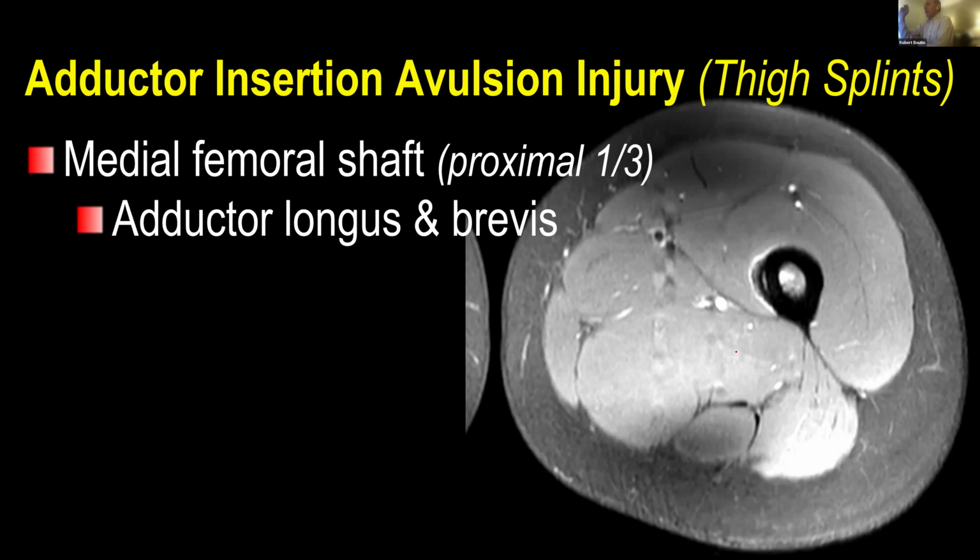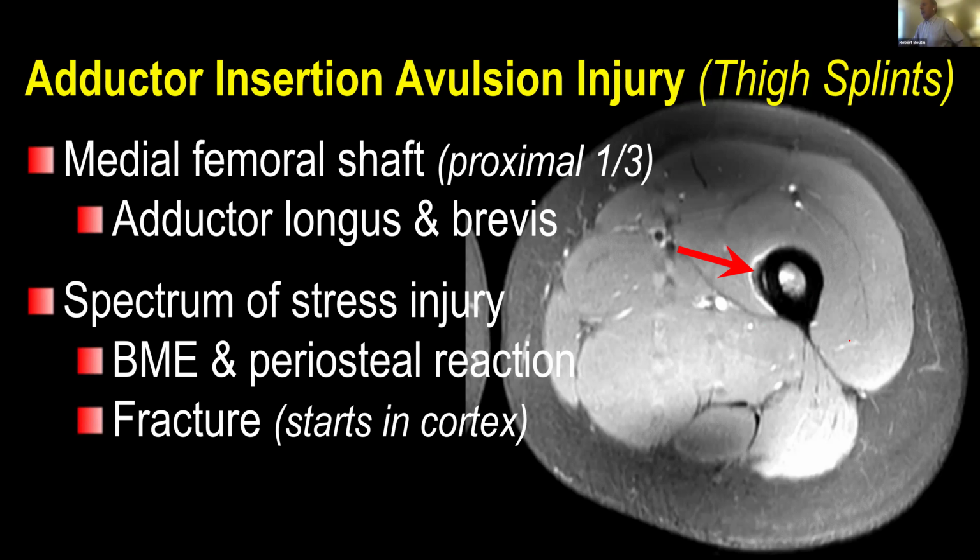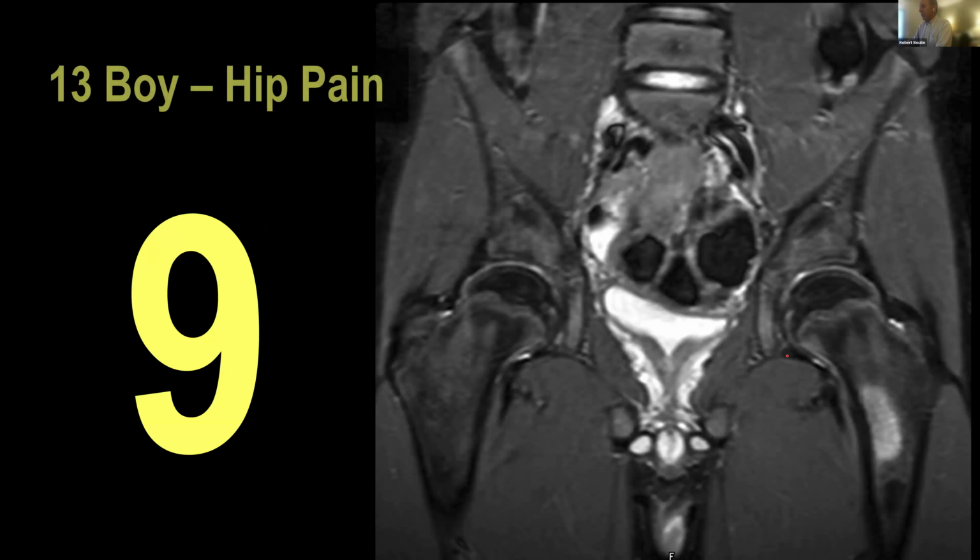People believe that this is sort of on one end of the spectrum of adductor insertion avulsion injury or thigh splints. We've all heard of shin splints, but thigh splints also are well described, affecting the medial femoral shaft cortex, proximal third, at the insertion of the adductor longus and brevis. And there's sort of a spectrum of stress injury, starting with bone edema and periosteal reaction, and then it can go on, as in this case, to involve the cortex, just like we see more frequently in the tibia.